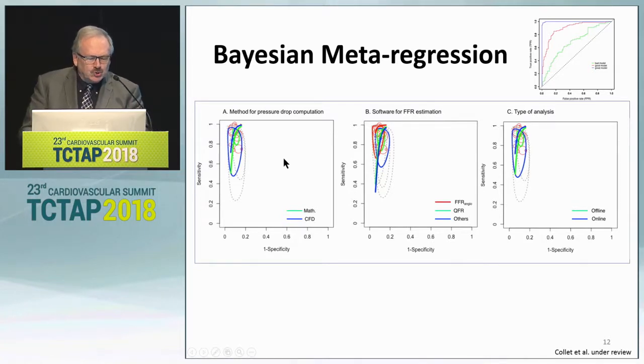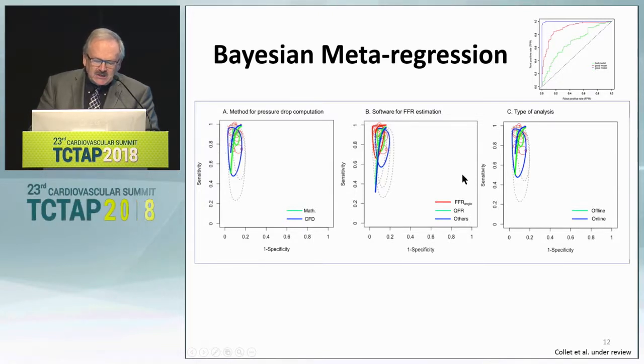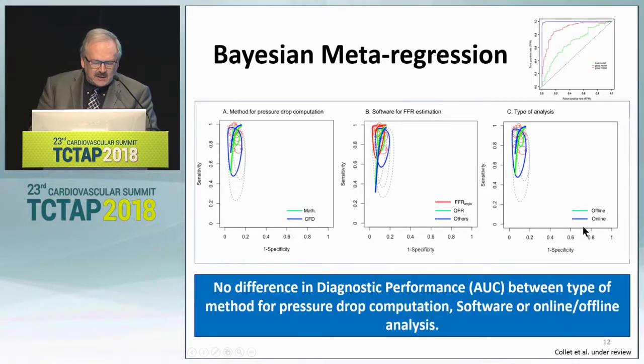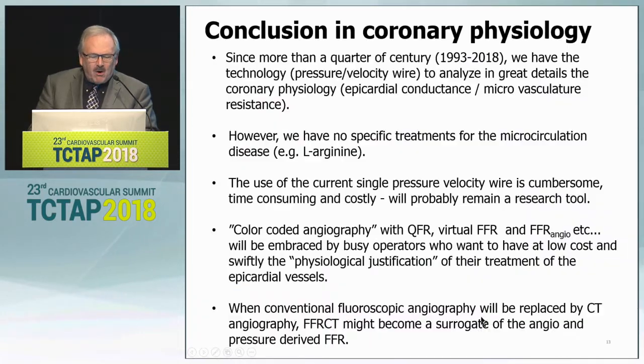the European Heart Journal. It doesn't matter if you use the Lenz-Gould equation or the Navier-Stokes, you get the same type of accuracy in terms of C statistic. It doesn't matter if you use FFR angio, QFR, or other software, you also get very accurate results. And finally, the type of analysis, offline or online, is identical. So there is no difference in diagnostic performance between the method of pressure drop computation, software, online, or offline.